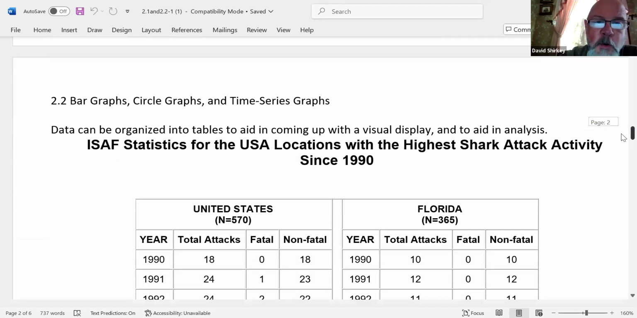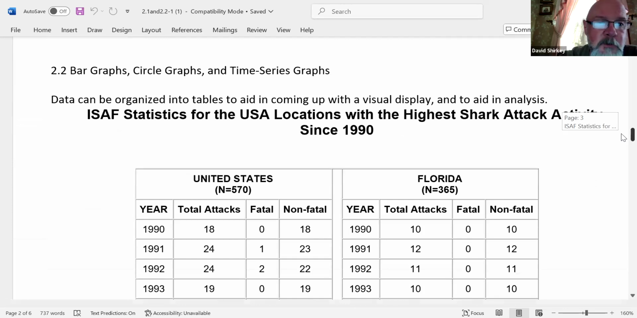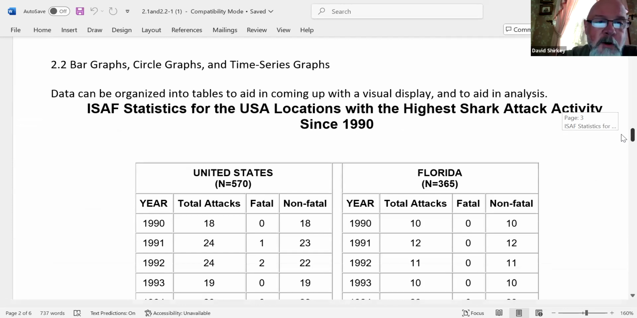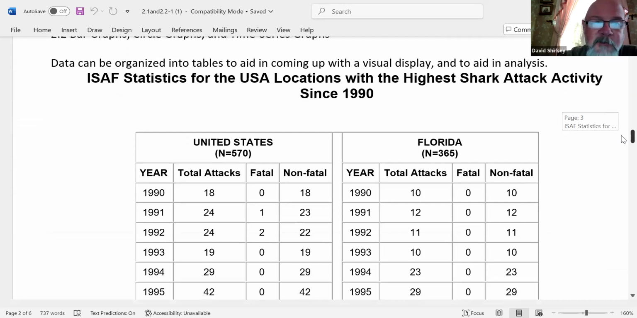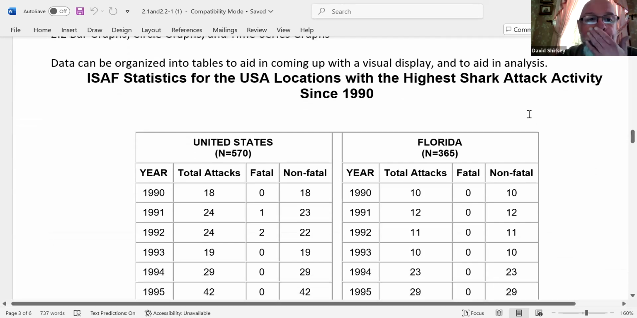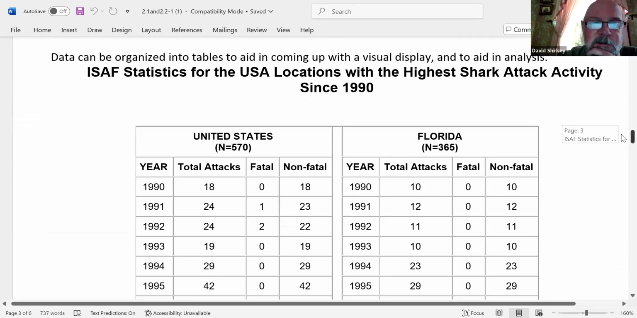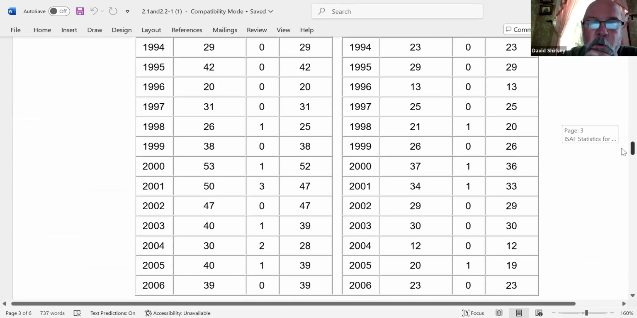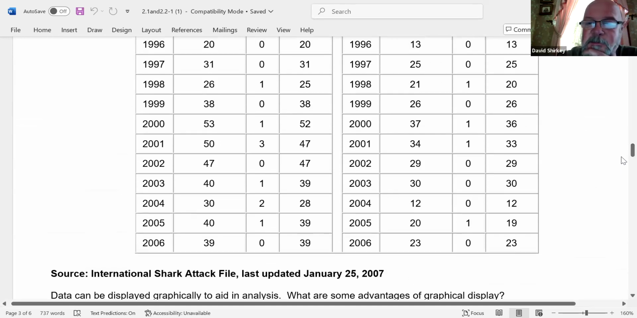Section 2.2, now we're getting in other types of graphical displays of data. Bar graphs, circle graphs, and time series graphs. And so what I have here is something I downloaded from a shark research organization at the University of Florida. And so this is since 1990 all the way up to 2006.